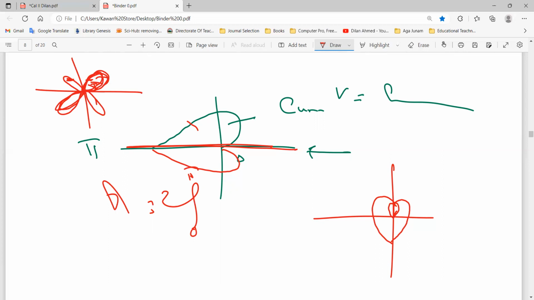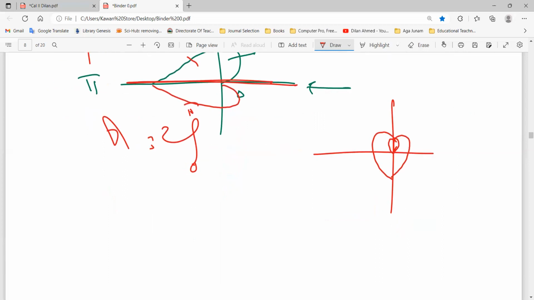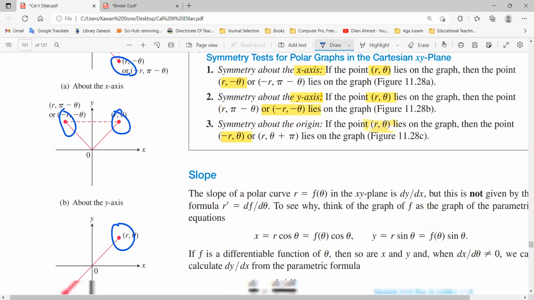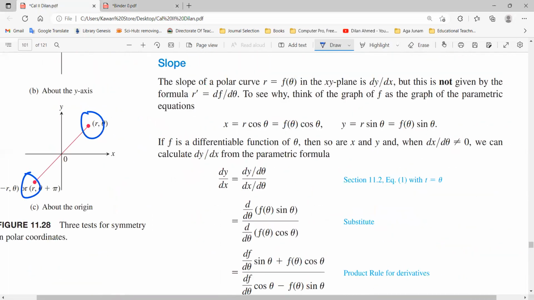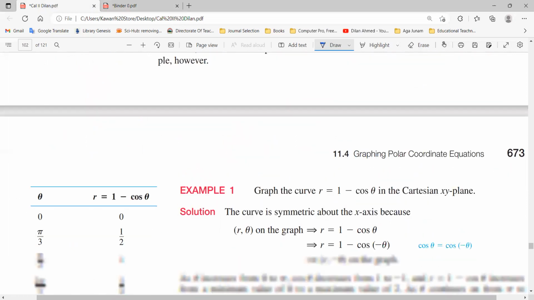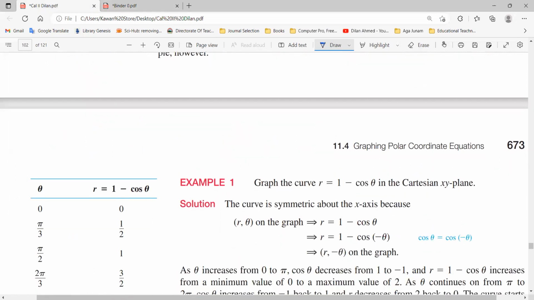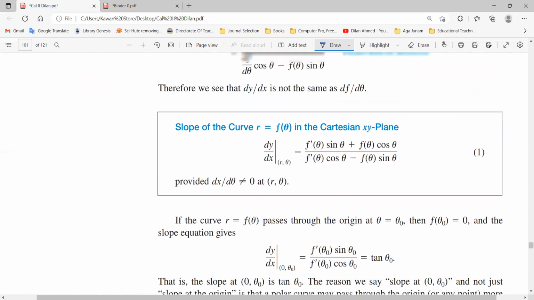So be careful with those details. We are going to give you the details, one by one, but you should understand and get the idea. So, any question?